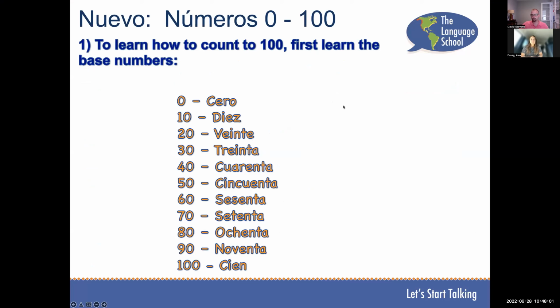Repeat after me. 0, 10, 20, 30, 40, 50, 60, 70, 80, 90, 100. Okay, perfecto. So these are the base numbers.